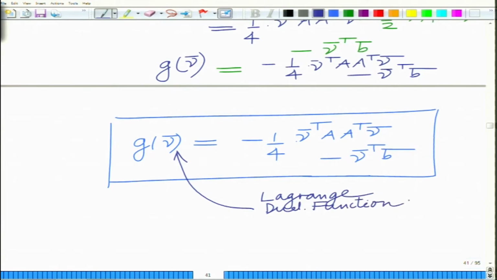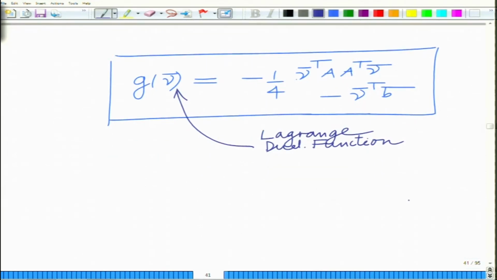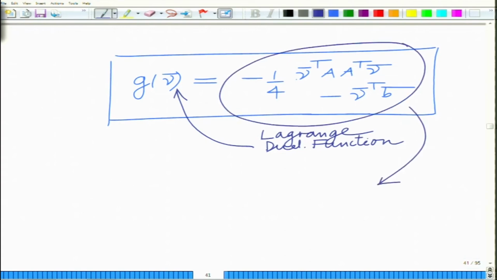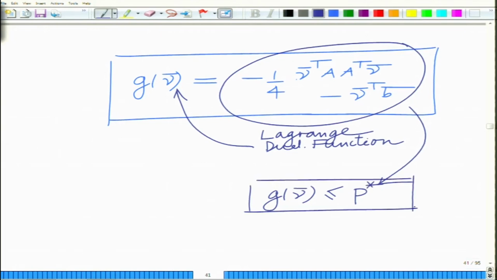Okay. And this will always give a lower bound. Now, remember, this will always give a lower bound. So g of nu bar is always less than or equal to p star. For any value of nu bar, we will have that g of nu bar, that is the value of this Lagrange dual function. All right.